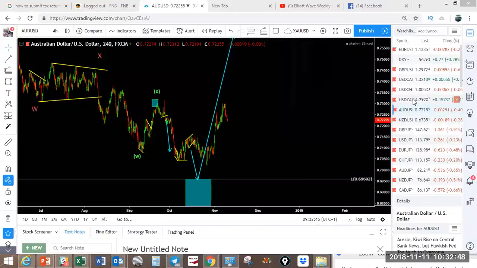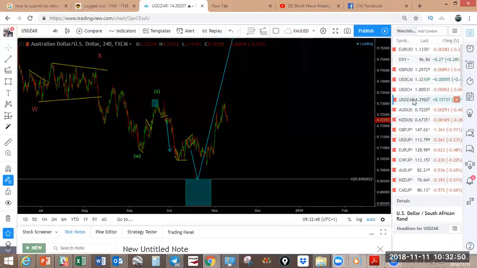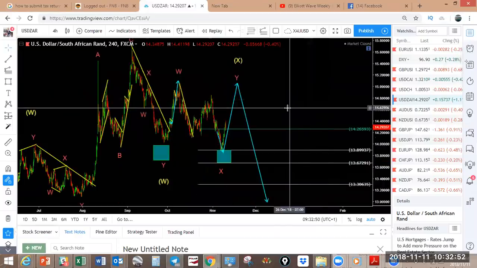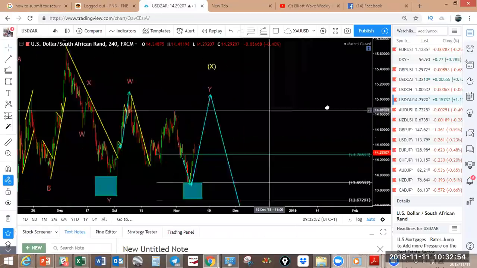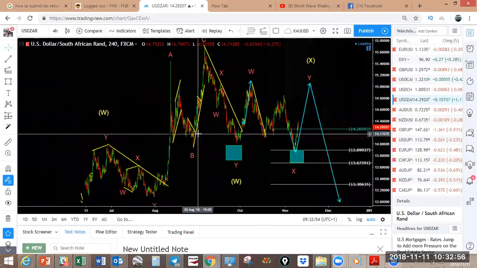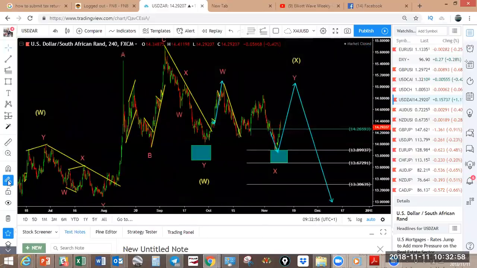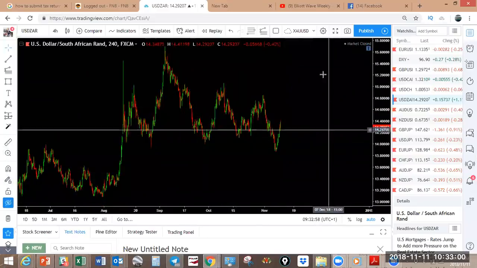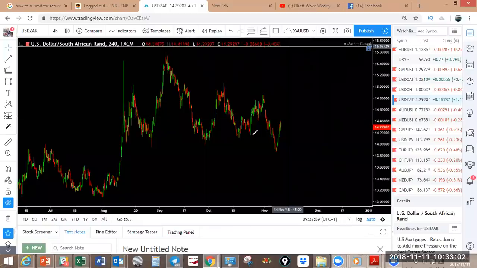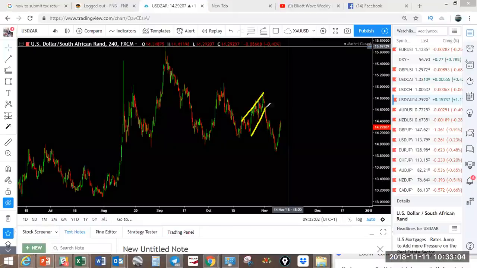Now let's look at the ZAR. ZAR is looking very interesting, exactly as forecasted last week, playing out to the pip. Let's look at what we looked at last week. Last week, when ZAR was breaking out here, it was a clear trade to the downside, and I said it's going to come and break either this level or this level and reverse. We came to this level, it bounced. We came to this level, now you've got the reversal.